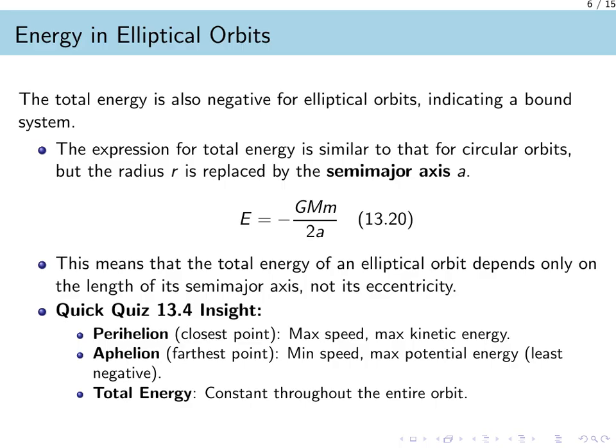This leads to a powerful insight. An orbit's total energy depends only on its semi-major axis, not on its eccentricity or how stretched out it is. While the total energy remains constant, the kinetic and potential energies trade off. At perihelion, the closest point, potential energy is lowest, so kinetic energy and speed are highest. At aphelion, the farthest point, potential energy is highest, so kinetic energy is lowest. The key takeaway is that the total energy of any bound orbit is constant and is determined solely by its semi-major axis.